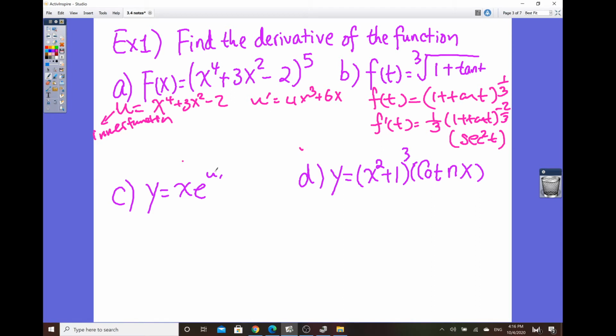Now what about this one here? This one is quite similar. I believe this one is x times e to the power of ax. Okay, let me just rewrite it.